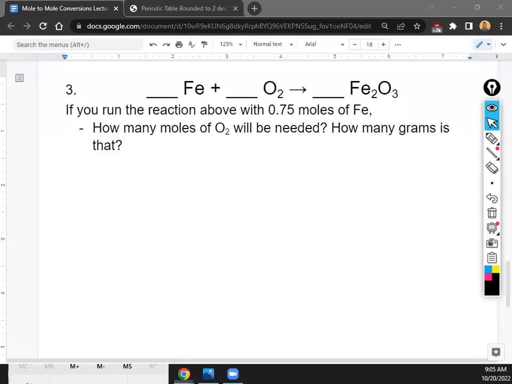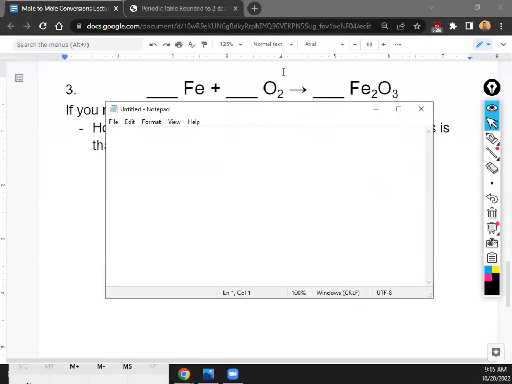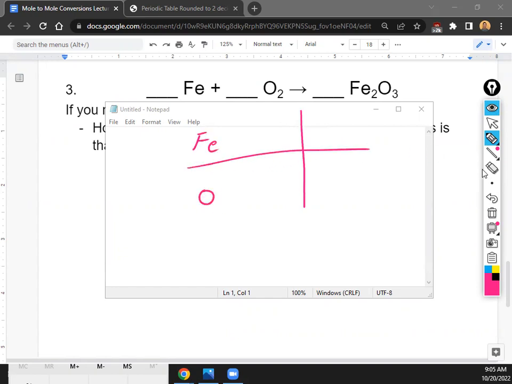Okay, so I'm going to block this for just a second so we can make that little table, okay? So if we take a look at the equation, the only two elements that we have are Fe and O. If you take a look at the left side, how many Fe's do we have on the left side? 1. How many O's? Okay. Let's go to the right side. How many Fe's? And how many O's?